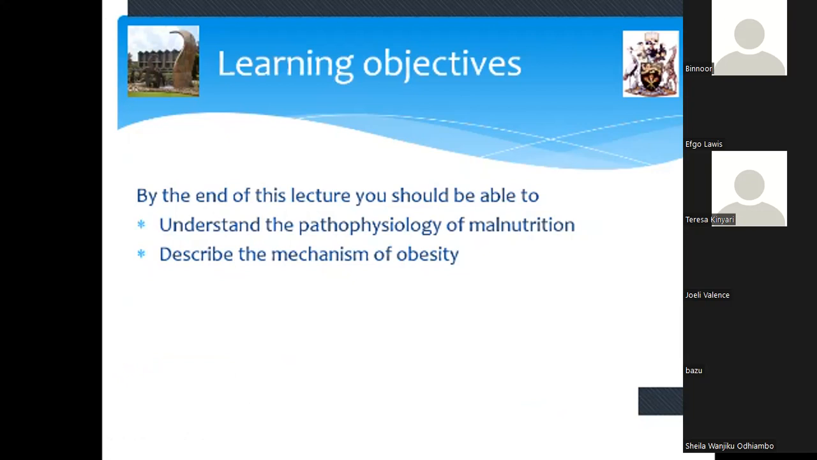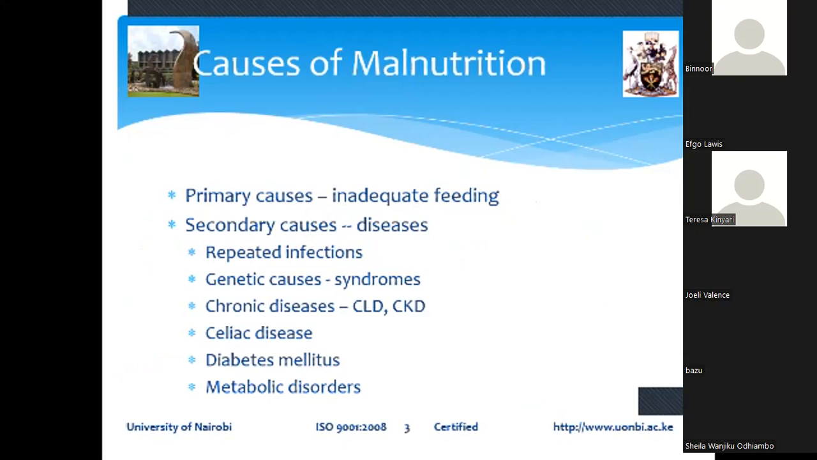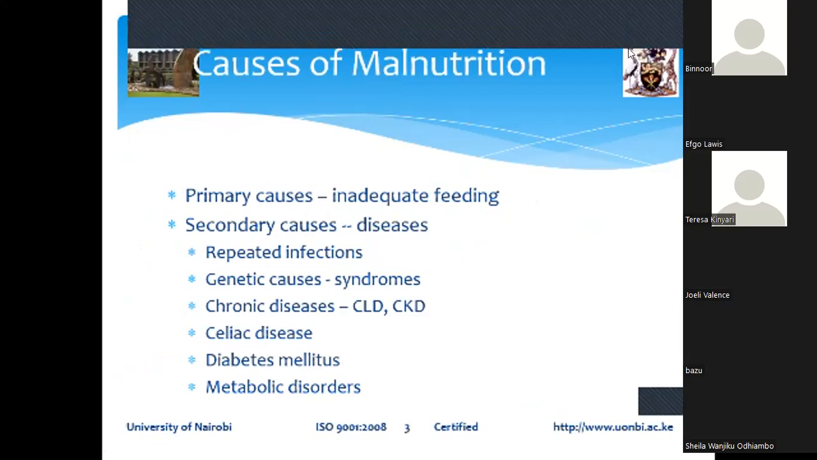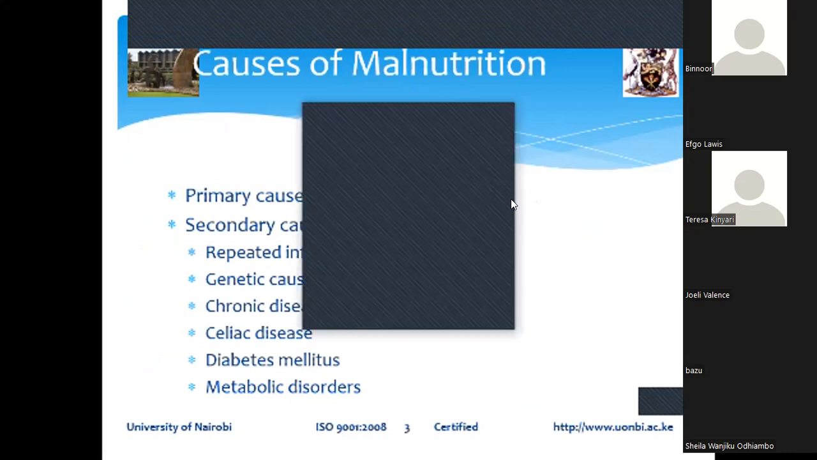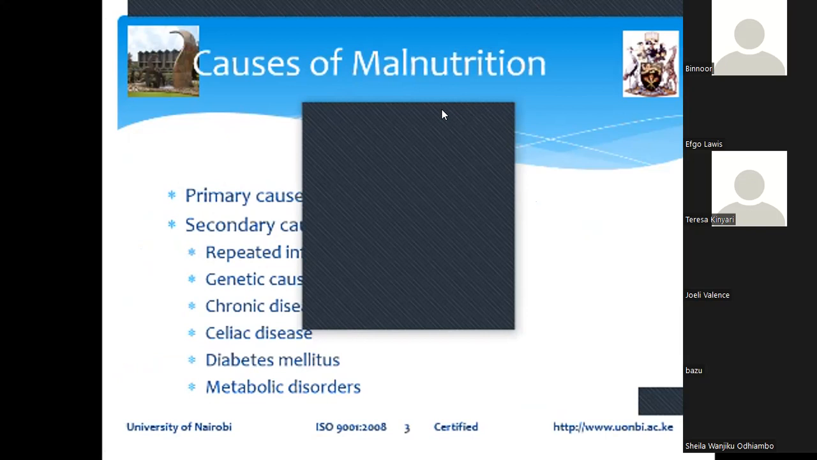So by the end of this lecture, you should be able to understand the pathophysiology of malnutrition and also the mechanism of obesity. So we have primary causes and secondary causes of malnutrition. It's a short lecture.